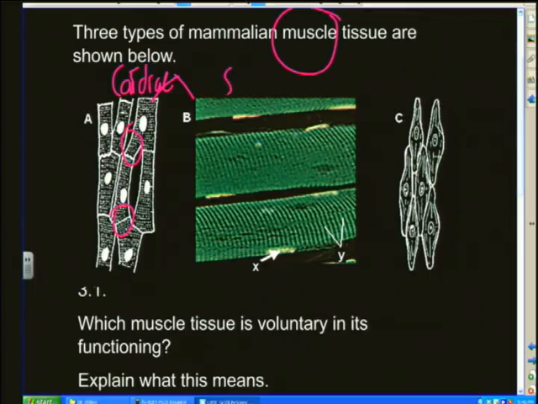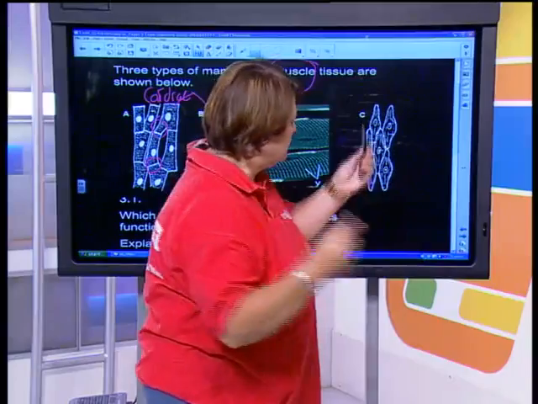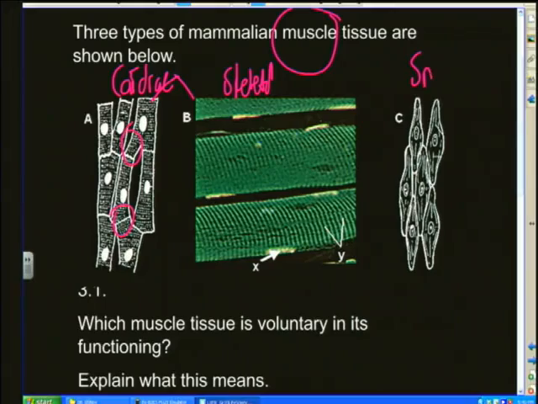So this must be skeletal or striated. And these are single cells. They're also by themselves. No rhythm needed here. And they are going to be your smooth muscle.